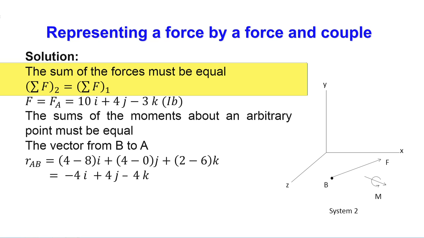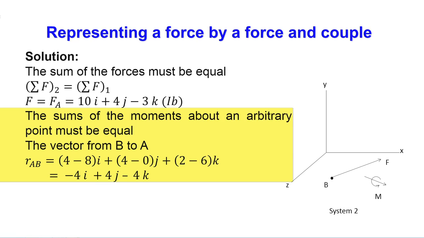What we do is, the sum of the forces for these two systems will be equal. So, sigma F2 equals sigma F1. Here, what will the sum be? In the first case it is F A, which is already given. In the second system, we are showing F. So this F will be system 2, the sum of forces is F, and for system 1 the sum of forces will be F A, which is already given as 10 i plus 4 j minus 3 k pounds.